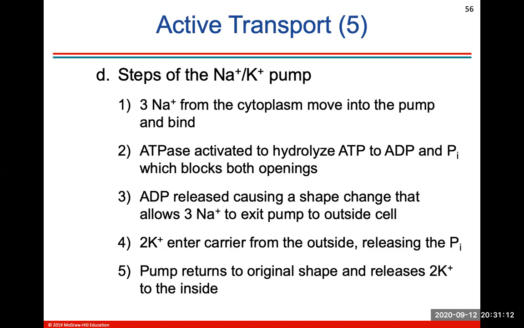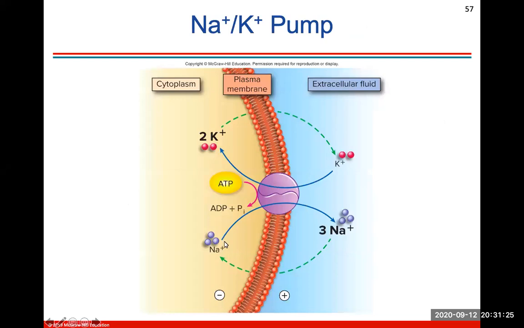Here are the steps of the sodium-potassium pump. I won't ask you to know these specific steps, but I want you to know how many sodiums get pumped out of the cell, 3, and how many potassium get pumped into the cell, 2. So here's a look at 3 sodium pumped out for every 2 potassium pumped in. This is the sodium-potassium pump, and again, it's powered by the hydrolysis of ATP, when ATP gets broken up into ADP and a phosphate group.